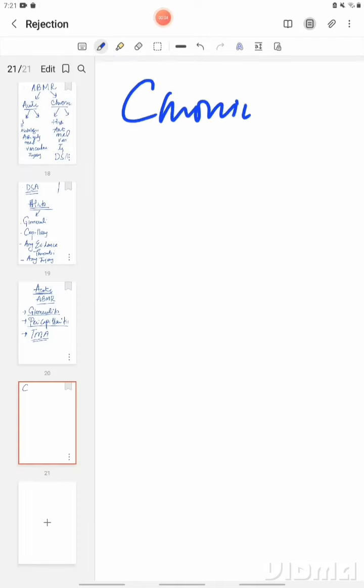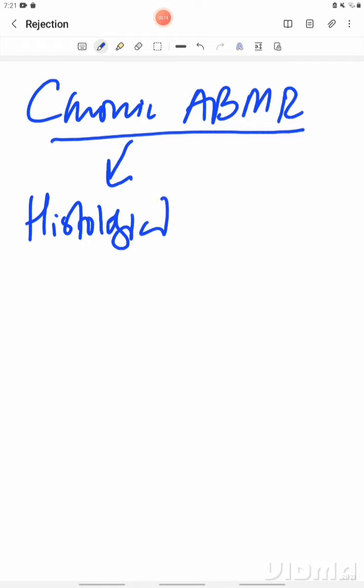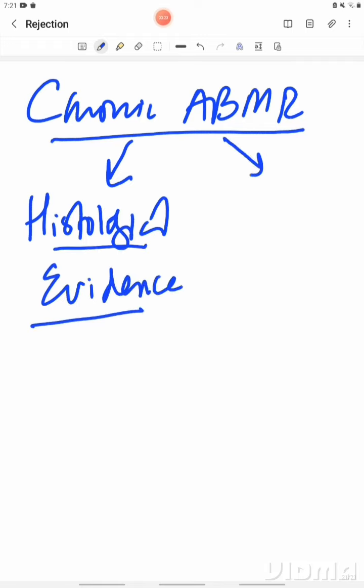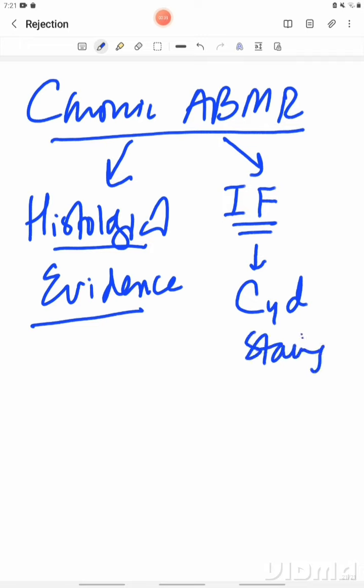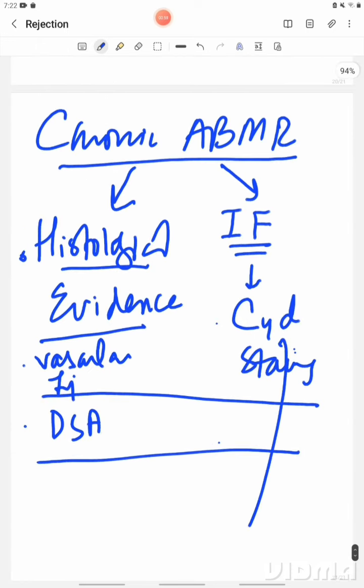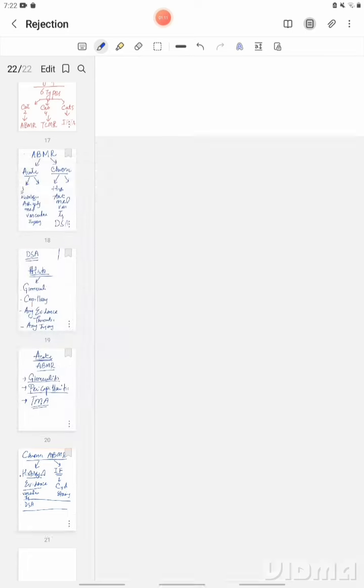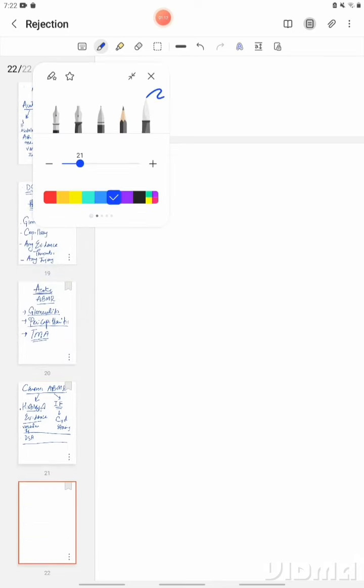So chronic ABMR, we said that it has histological evidence, and there might be some immunofluorescence changes, signified by the presence of C4d staining. Histological evidence, we know, like we said previously, three changes: histological evidence, antibody-mediated vascular injury or any other sort of injury, and presence of DSA. So how is it going to be differentiated from acute antibody-mediated rejection? Based on that, the histological compartment involvement shows some degree of chronicity.